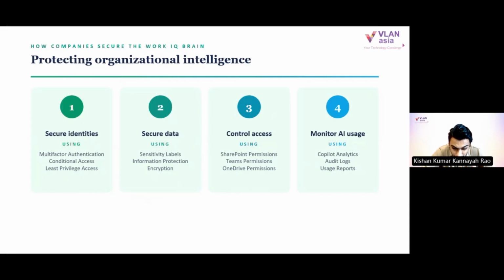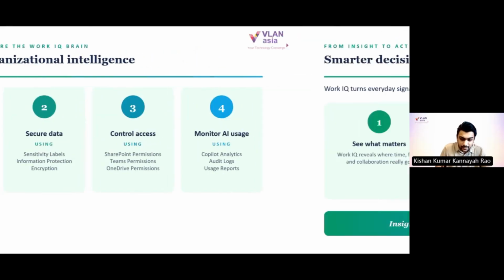And then control access using SharePoint permissions, Teams permissions, and OneDrive permissions. You guys know that not everybody has access to all the SharePoints; you have access to your department's SharePoint, right? Same thing, that's how we control the access. Monitor AI usage: Copilot analytics, audit logs, and usage reports. All these things we can monitor as an IT admin. We can actually monitor the AI usage from the backend. So this is how we protect the organizational intelligence, right?